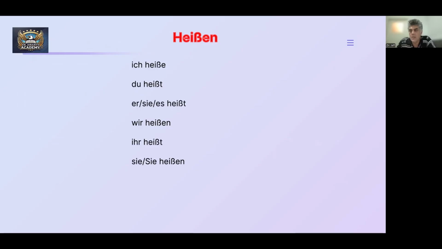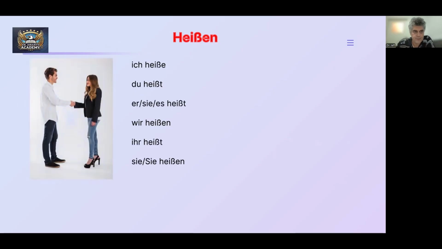Sie heißen Johann. Normally when you use this uppercase, formal Sie, we use the surname, not the first name. So we say, for example, Sie heißen Herr Müller. Sie heißen Müller. Or Sie heißen Johann. Right? Also, you can use the first name, but it's formal. You have to be careful.